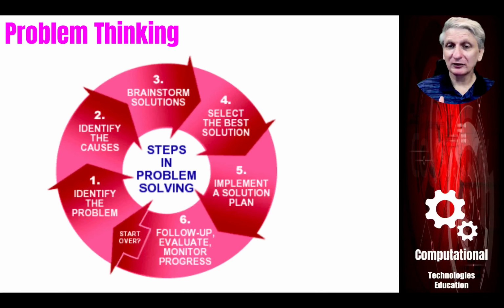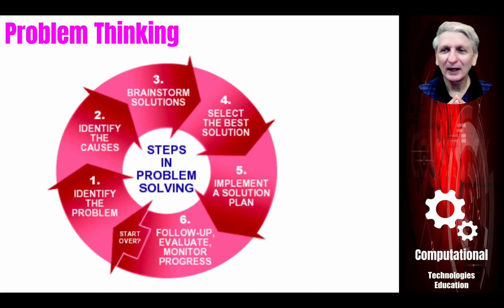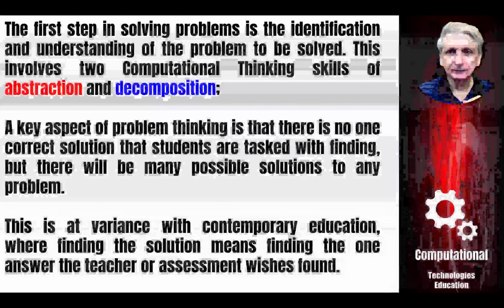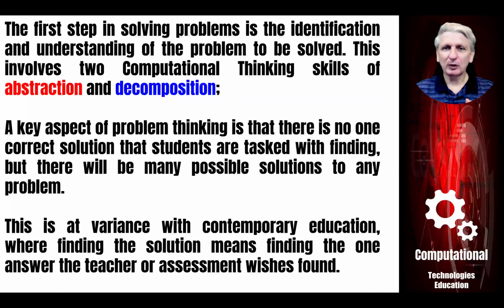At minimum, it has 3 steps: identifying the problem, creating a solution, evaluating the success of that solution. But there are various other versions of that, and this is one that has 6 steps. But there are some that have 12 steps or 4 steps. It just depends upon the model and how it's been presented. Okay, so one of the first steps in problem solving is identifying and understanding the problem to be solved. And we use 2 specific computational thinking skills to assist with this. The first is abstraction, and the second is decomposition.